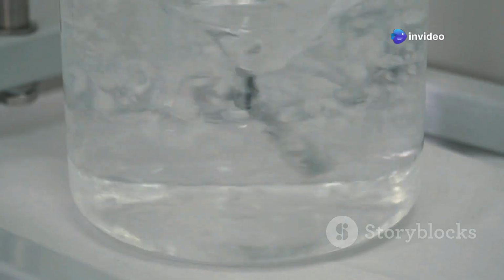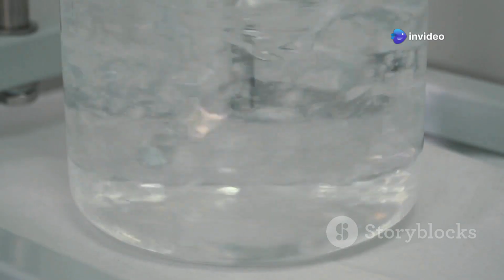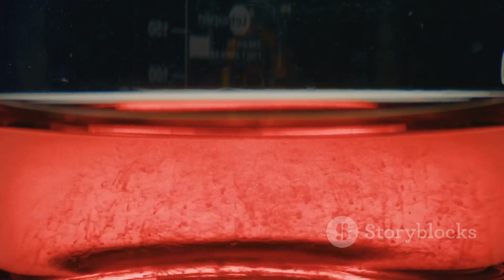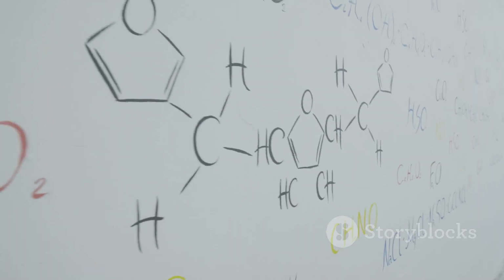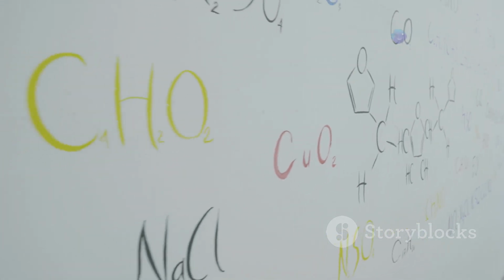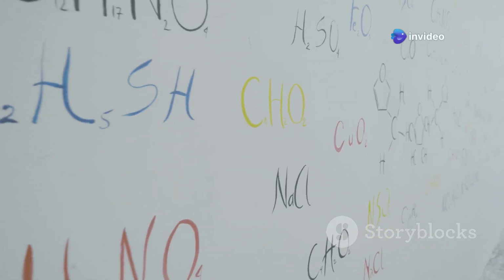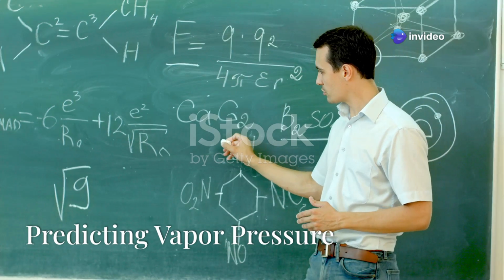Adding a solute to a liquid actually lowers its vapor pressure. Why? The solute particles get in the way of the solvent molecules trying to escape into the gas phase. This lowering of vapor pressure is one of the colligative properties of solutions, which we'll talk more about later.